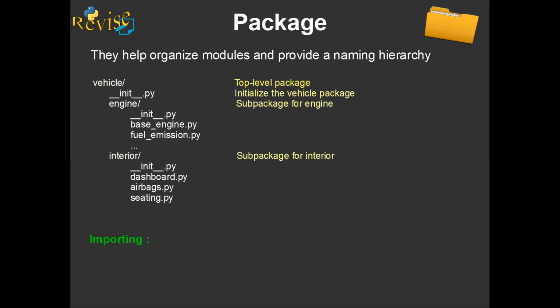So how do you import this? From vehicle, you can import engine, or you can directly import vehicle and then access it by vehicle.engine. Or, from vehicle, you don't need interior, you only need the engine sub package. So you can use from vehicle import engine, or you can use an alias: from vehicle.engine you can import only fuel emission test as fuel test, and you can use that. This way you can access a package.